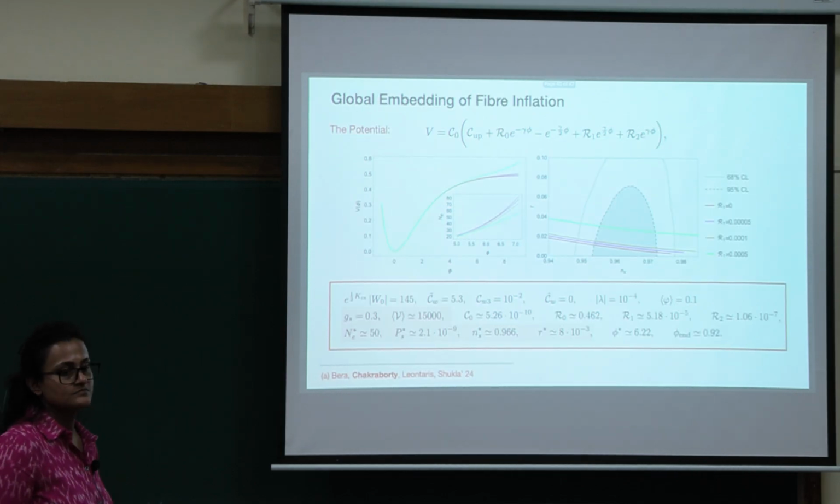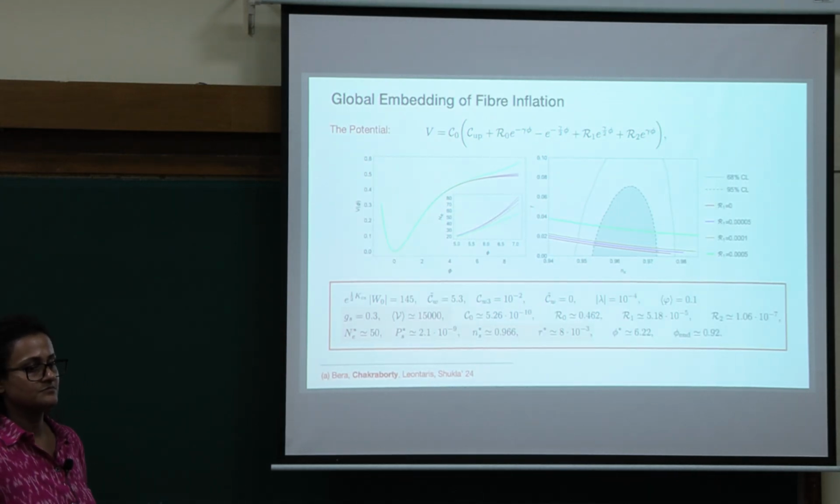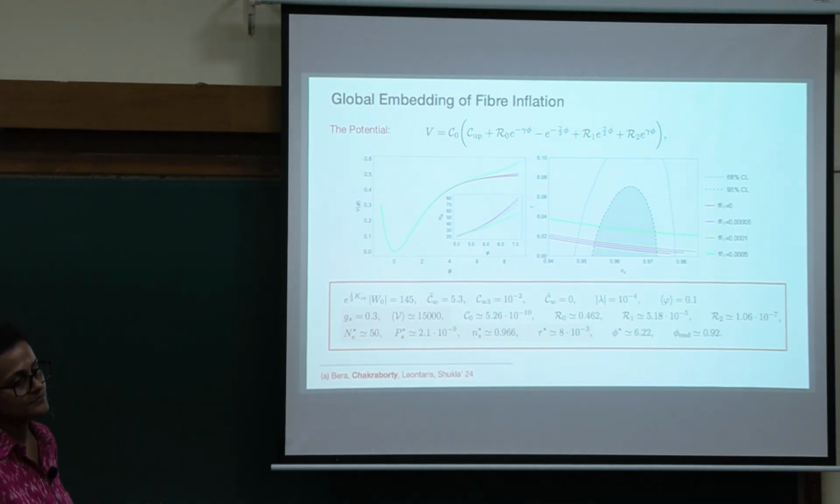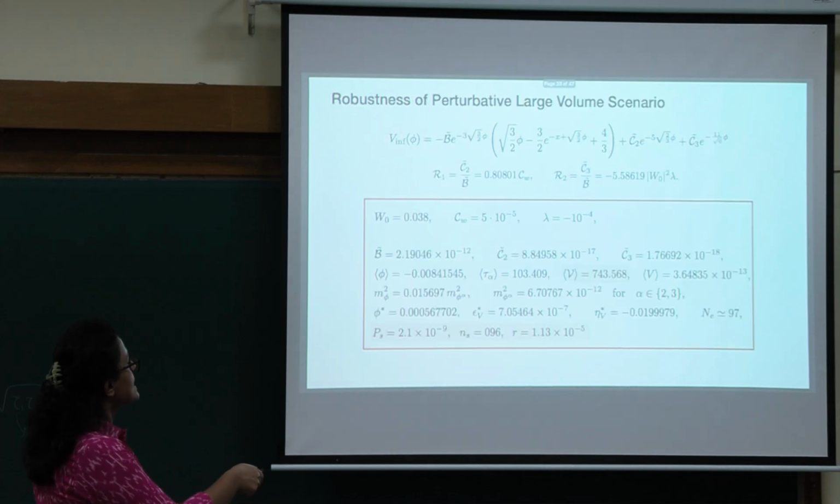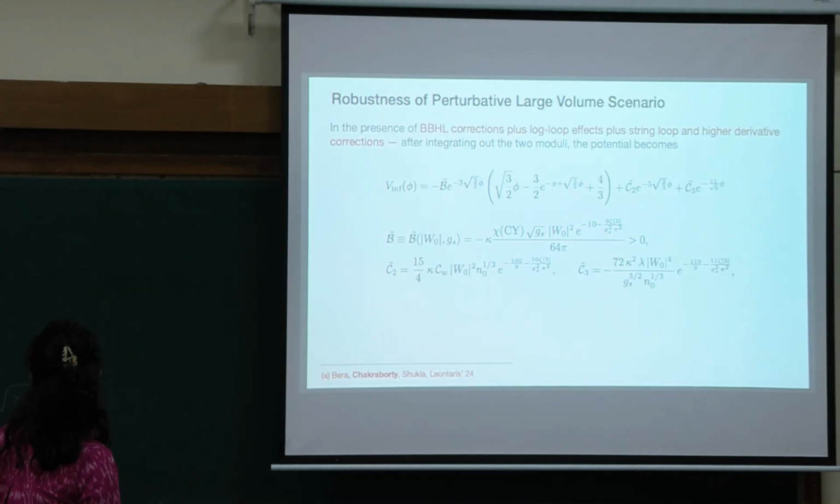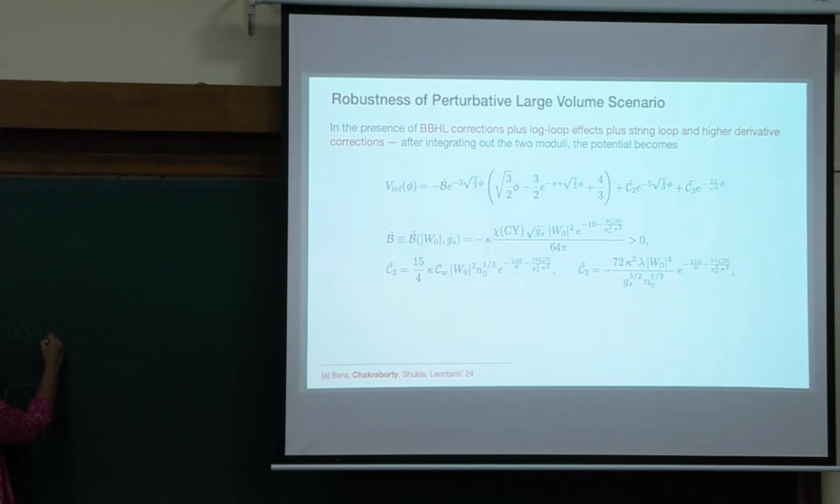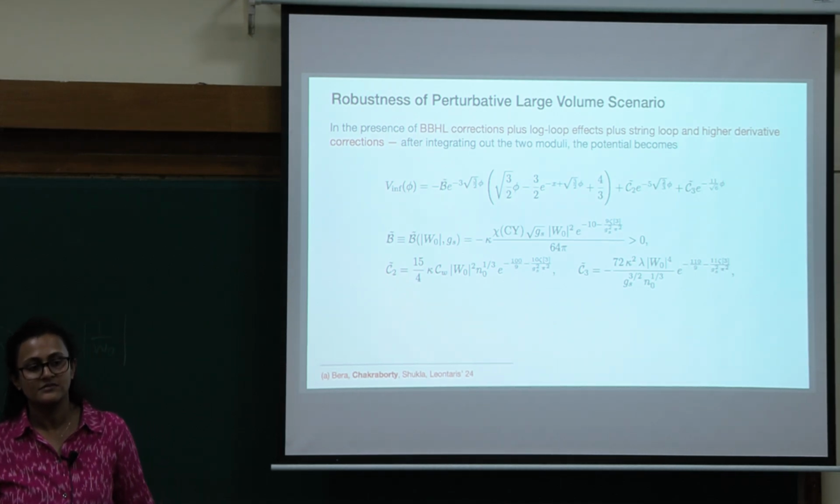In KKLT, for instance, they would try to make W0 very small and then match it with the non-perturbative part. The volume, I think, depends on ln 1 over W0, and that's why they need W0 to be very small. Actually, not the volume but one of the taus. Basically, W0 has to be such that it is comparable to the non-perturbative part.